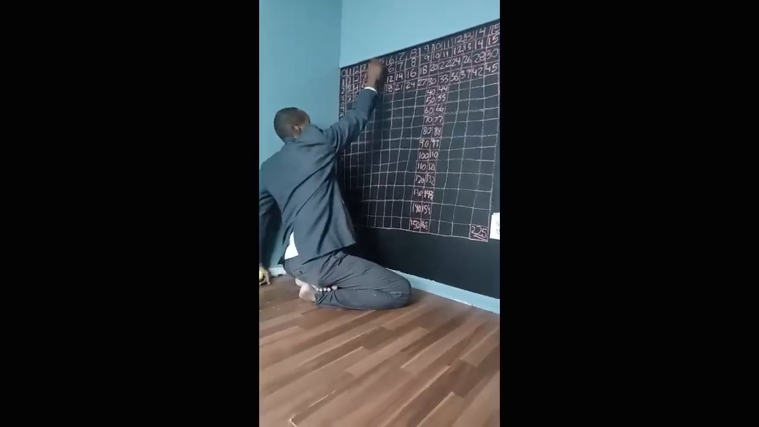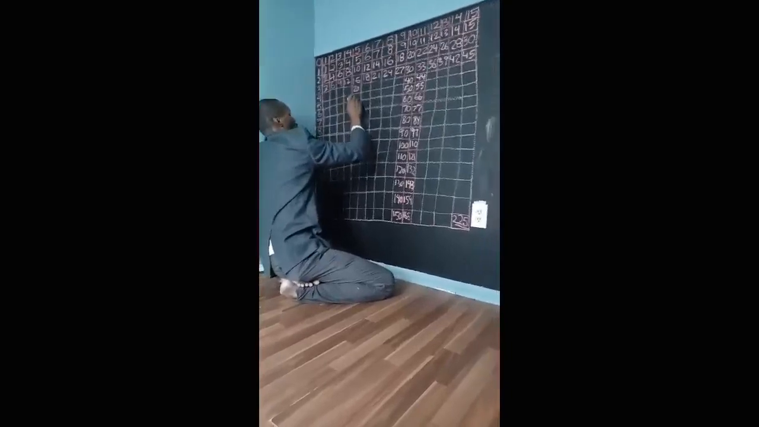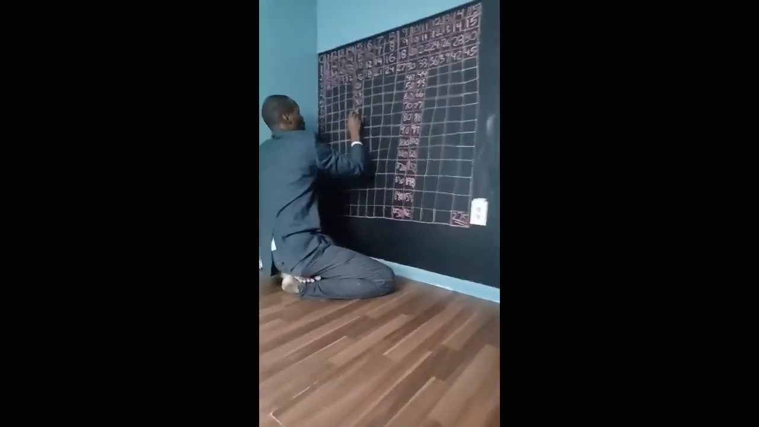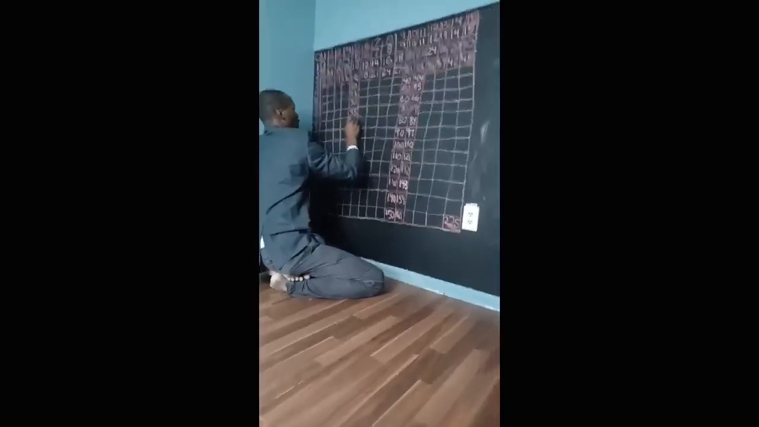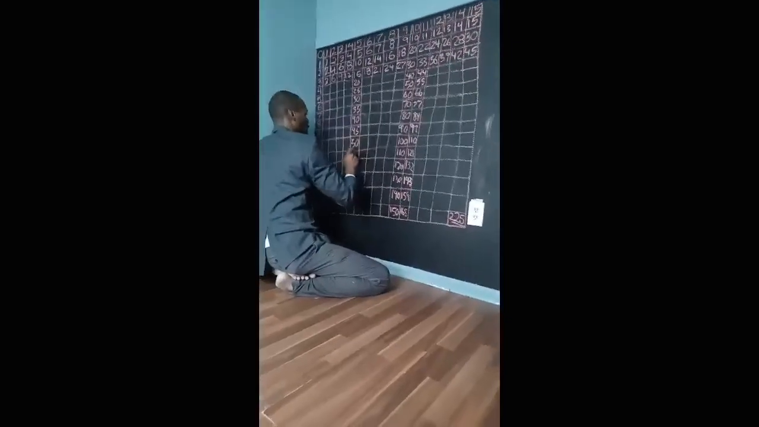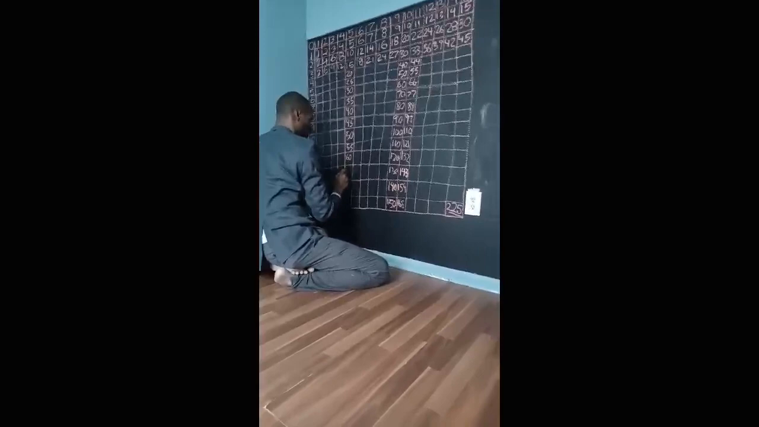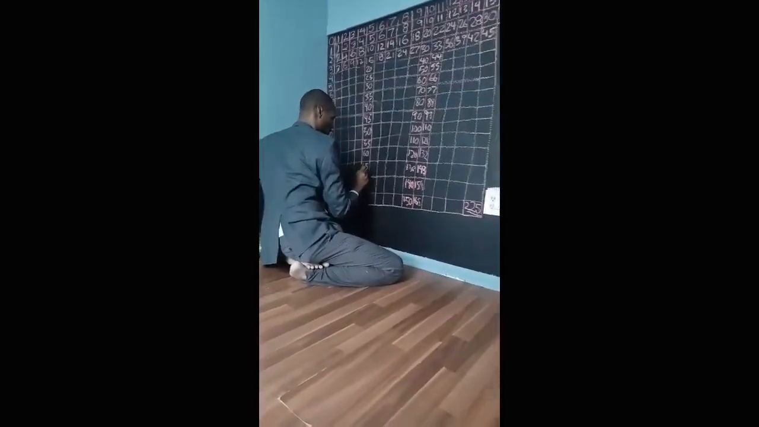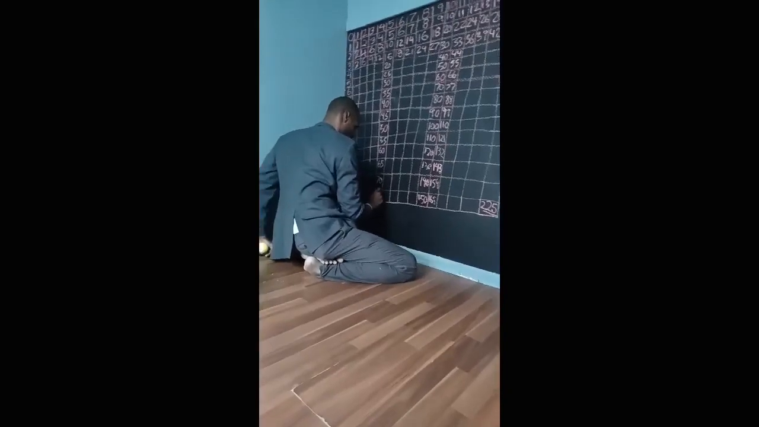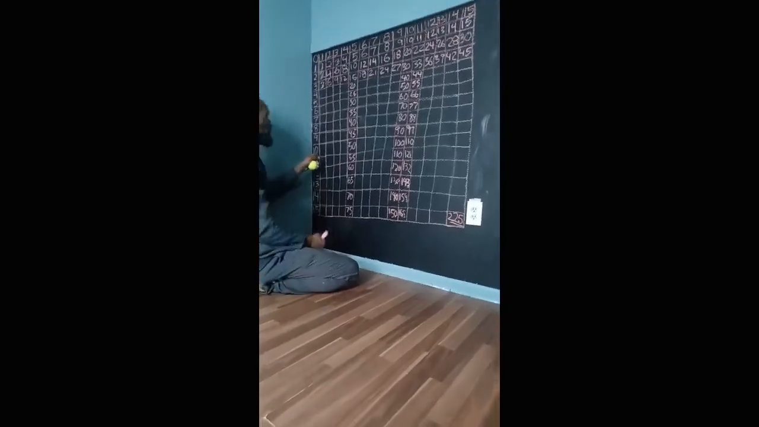Alright, let's do our fives. 5 multiples. 5, 10, 15, 20, 25, 30, 35, 40, 45, 50, 55, 60, 65, 70, 75. I think we have a pattern here.